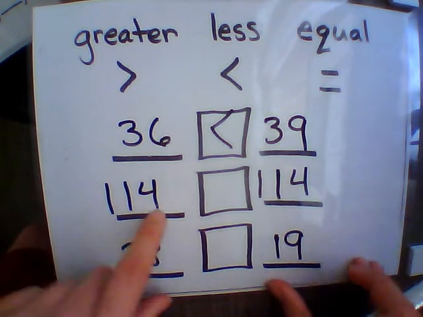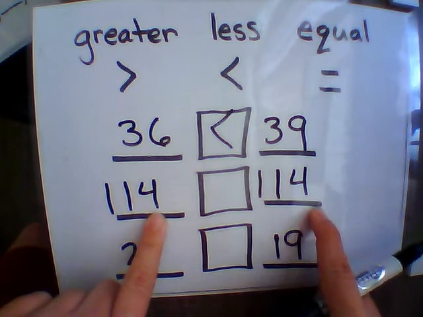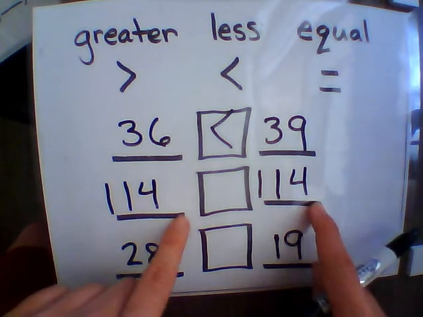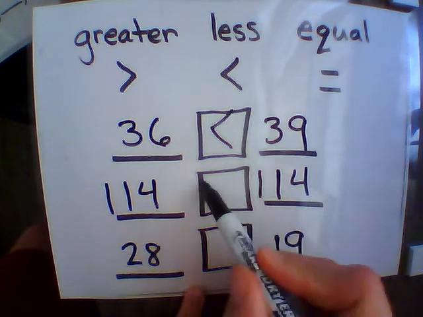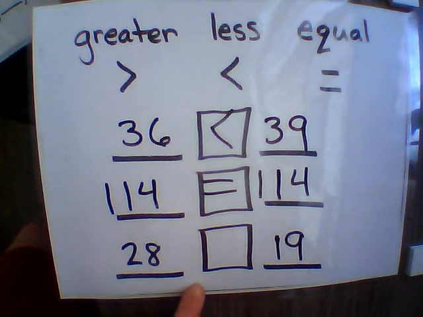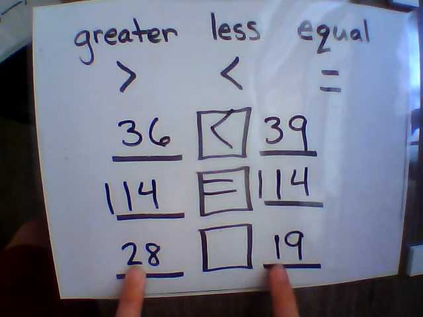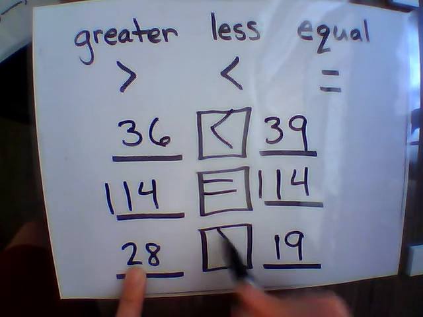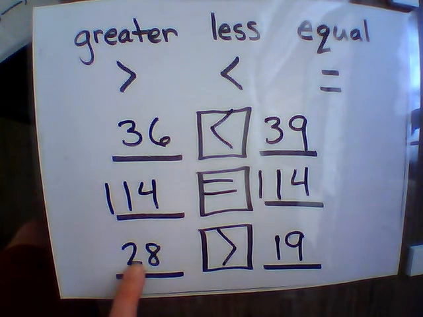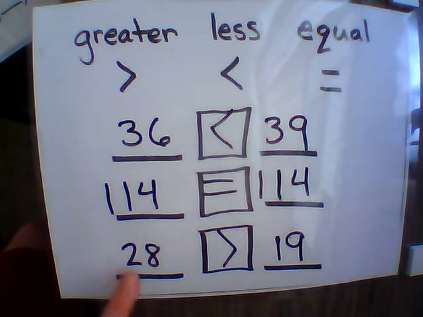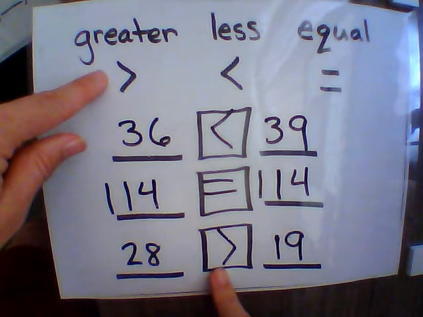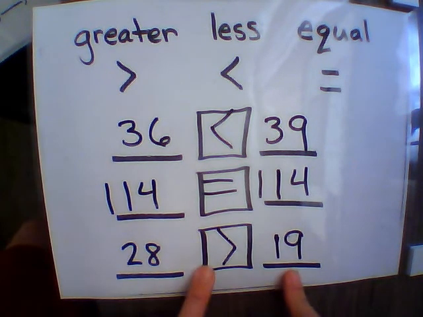Then we have 114 and 114. They are the same, so that means that they are equal. And then on our last one, we touch the tens, and I notice there are 2 tens in 28 and 1 ten in 19, so 28 is greater than 19, and that's how we would read it. We would say 28 is greater than 19.